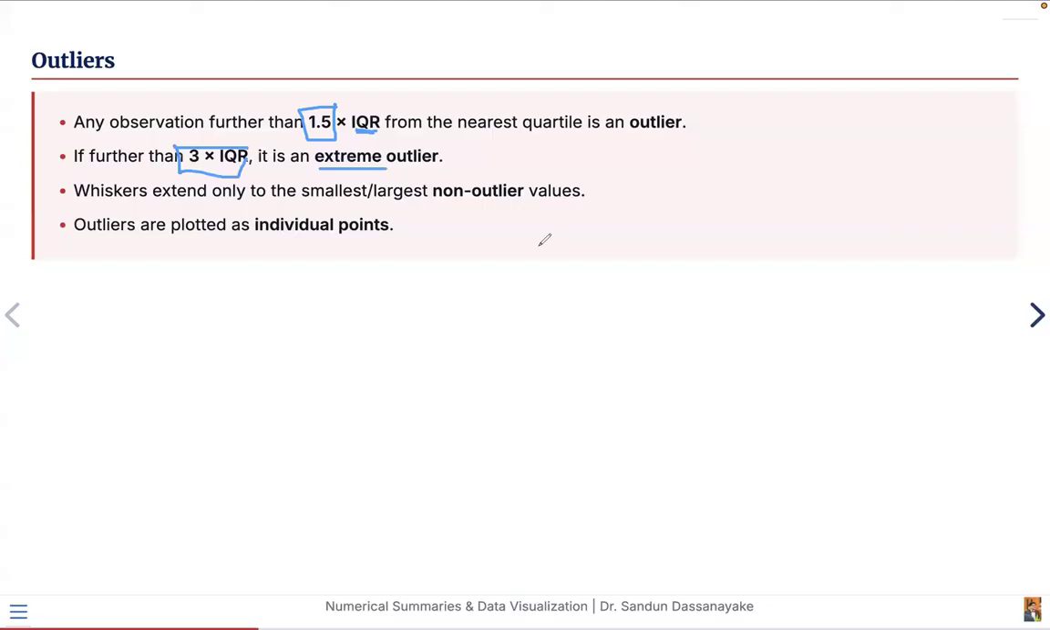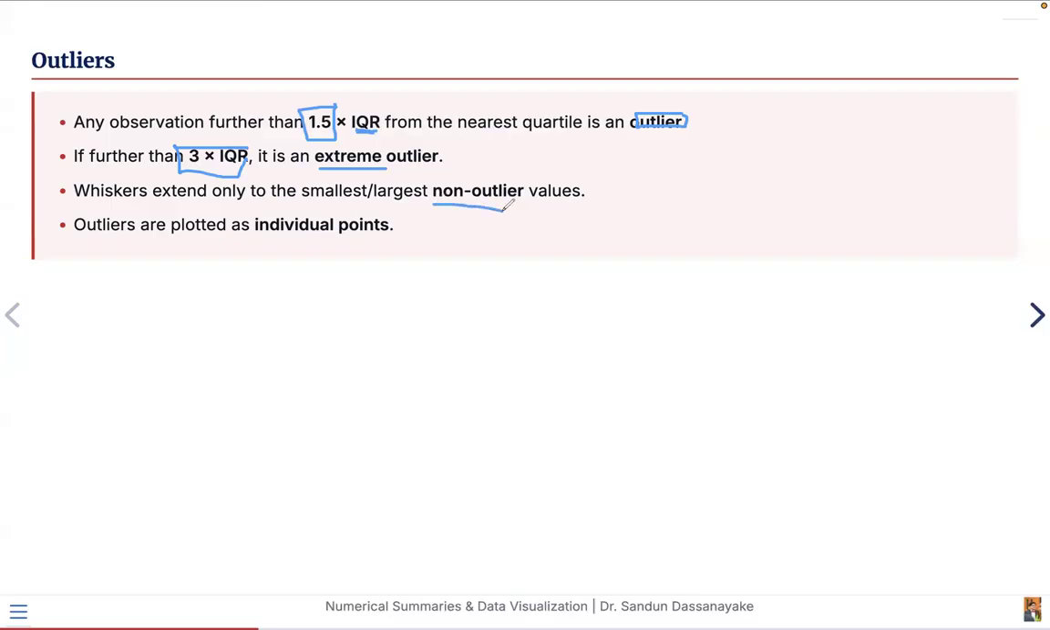So for your observations, for your data collection also, if you get values and we draw a box plot, you calculate the 5-number summary, we get the interquartile range and multiply by 1.5, the value to the right-hand side, to the left-hand side, that is an outlier beyond that. But if it is beyond 3 times of IQR, it's an extreme outlier. Whiskers extend only to the smallest or largest non-outlier values.